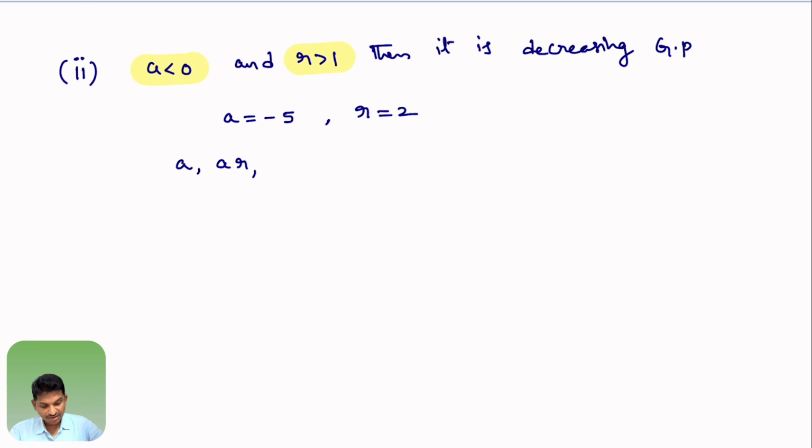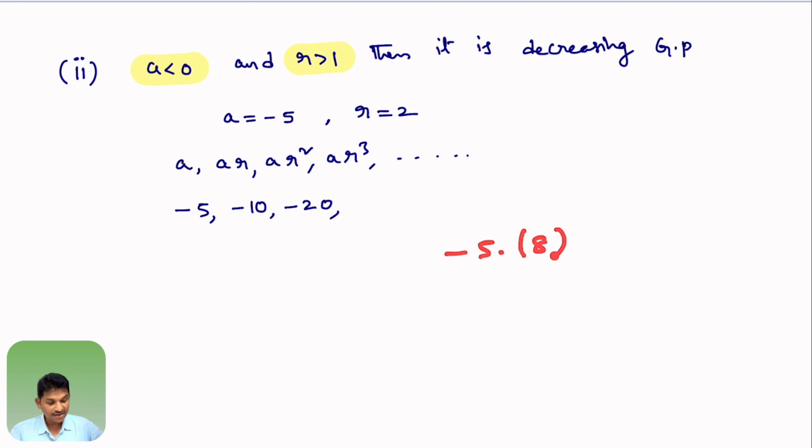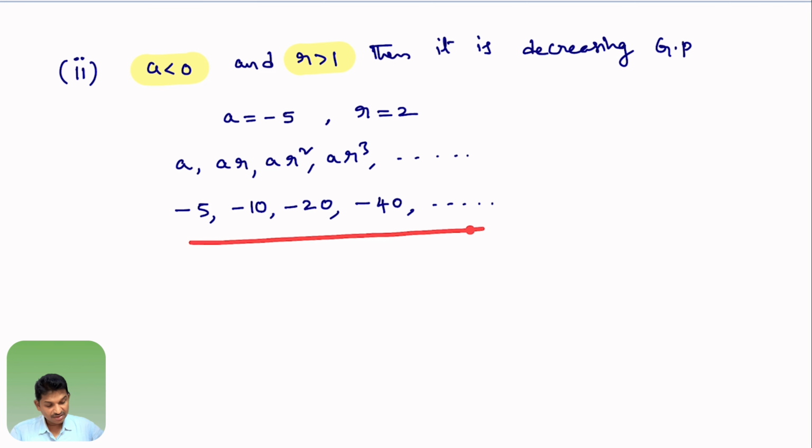Substitute these values in the general pattern of geometric progression. A, that is minus 5. AR, that is minus 5 into 2, that is minus 10. AR square, minus 5 into 4, minus 20. AR cube, that is minus 5 into R cube, which is 8, that is minus 40. You observe these numbers. These numbers are decreasing. Minus 5, minus 10, minus 20, they are decreasing. That's why this is called decreasing geometric progression. I hope you are understanding.